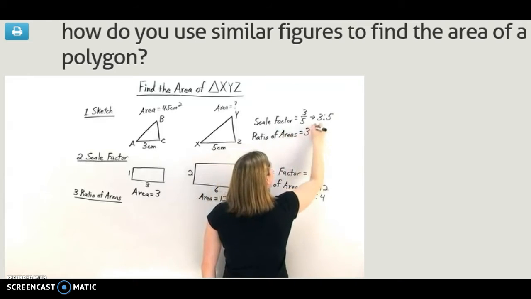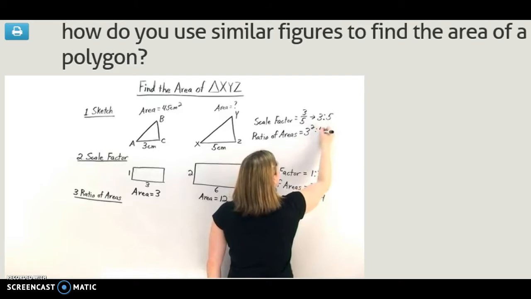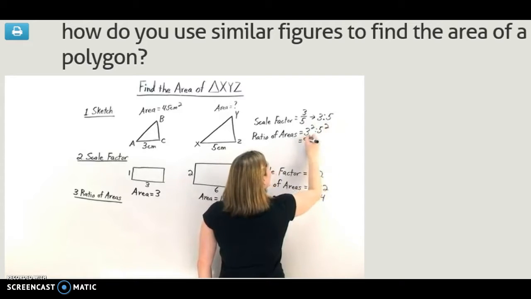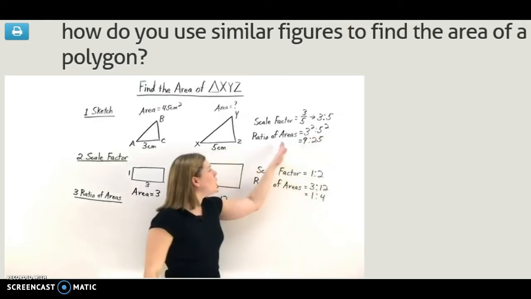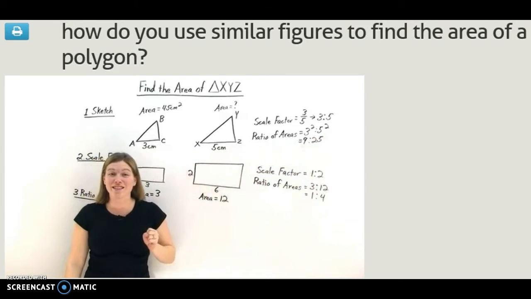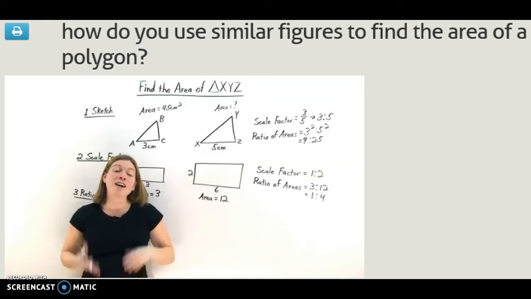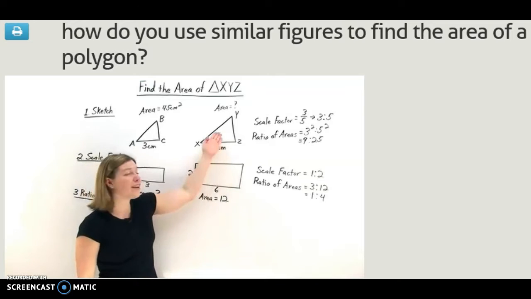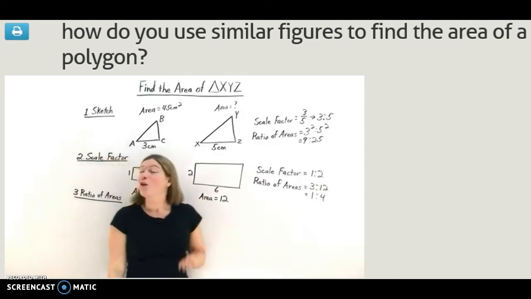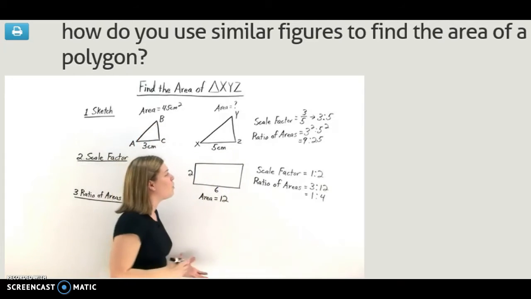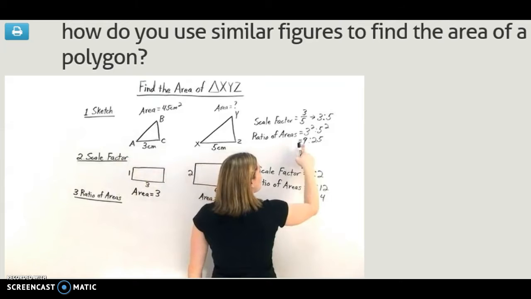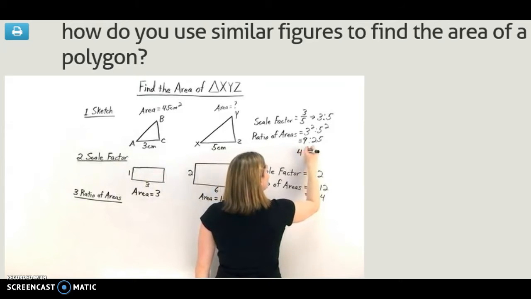We take 3 and square it, and 5 and square it. And we get 9 to 25. This is the ratio of the areas of these triangles. Cool. But how does that help us find the area of triangle XYZ? Well, we know the area of triangle ABC, 45 centimeters squared. That 45 would correspond to this 9 in the ratio.